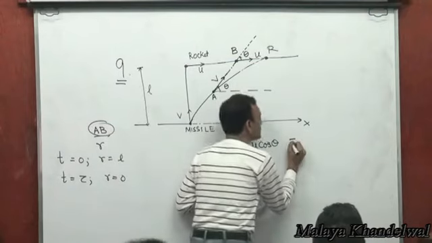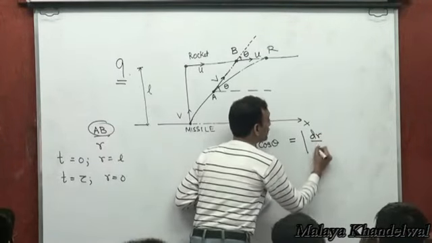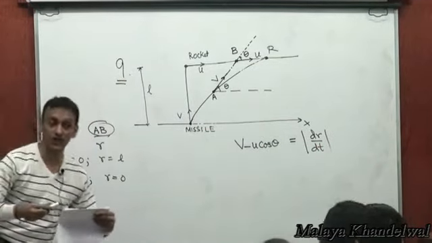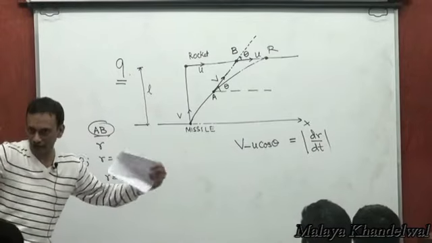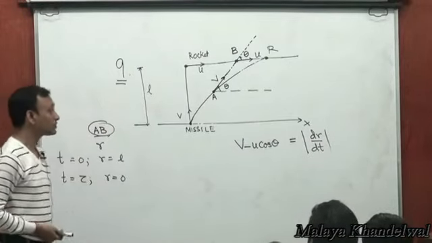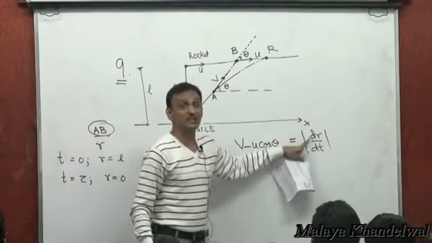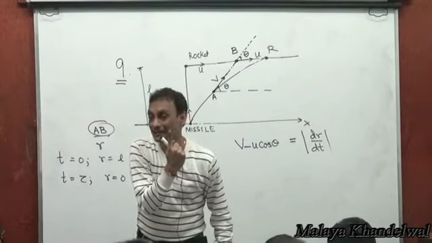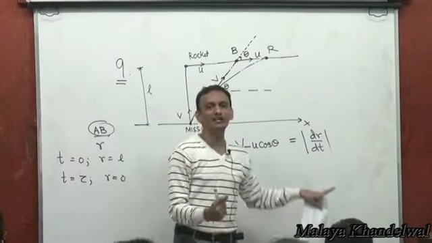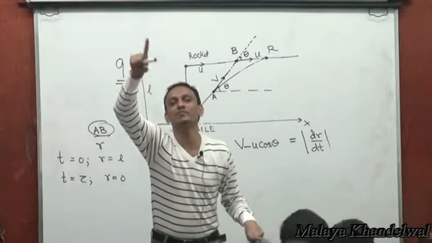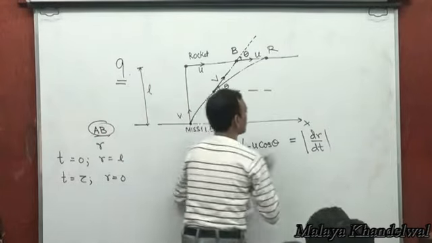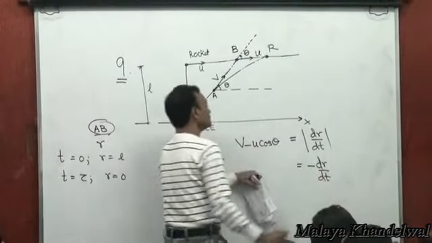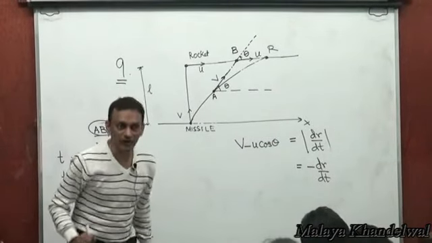That means this must be the magnitude of dr/dt. The relative velocity along AB is the magnitude of the rate of change of AB with time, yes or no? But r is decreasing with time, so dr/dt must be negative. Dr/dt must be negative because r is decreasing with time. So mod dr/dt would be minus dr/dt. So far so good.